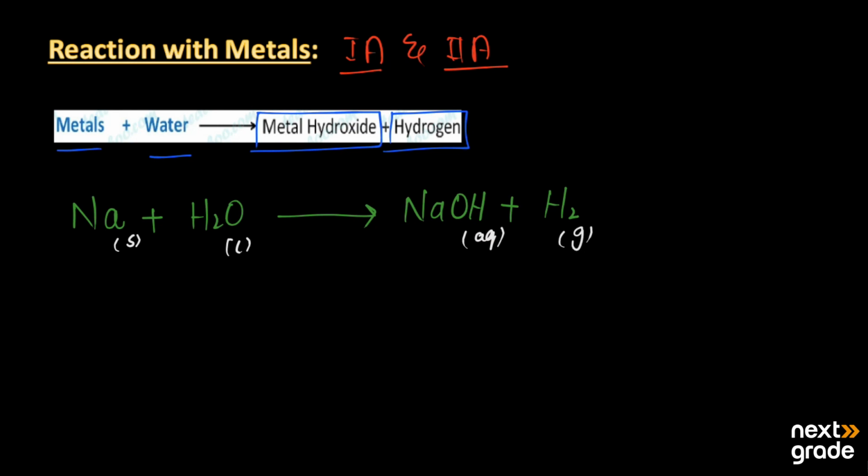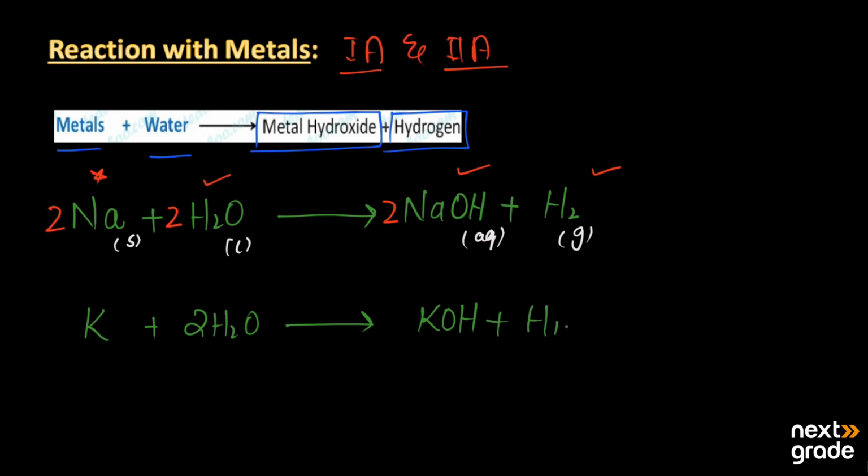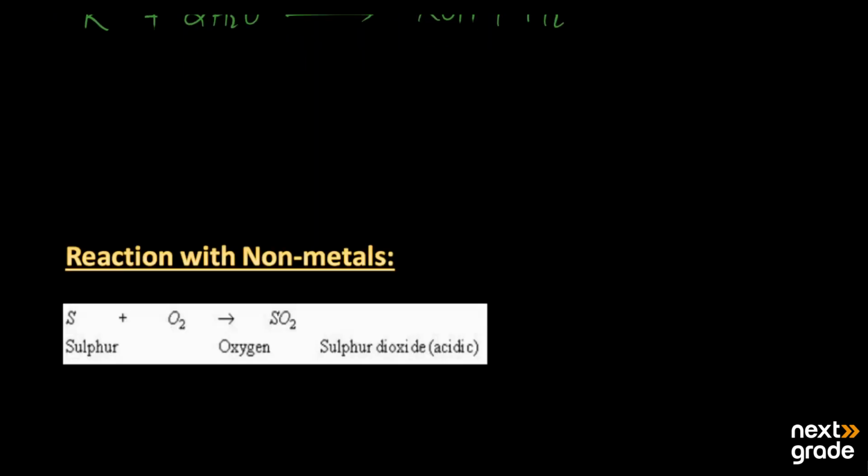By balancing the equation, we have two sodium atoms, so we put a 2 over there. So this is a balanced chemical equation, and when a metal reacts with water, it produces a metal hydroxide along with hydrogen gas. This is the simple example. We have potassium. It reacts with the water molecule and produces potassium hydroxide plus hydrogen gas. When water reacts with a metal, it produces its respective hydroxide.